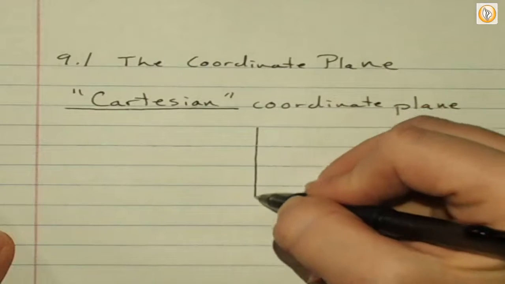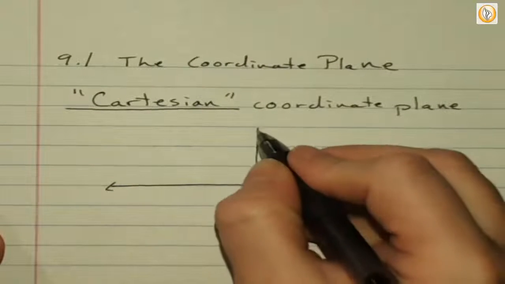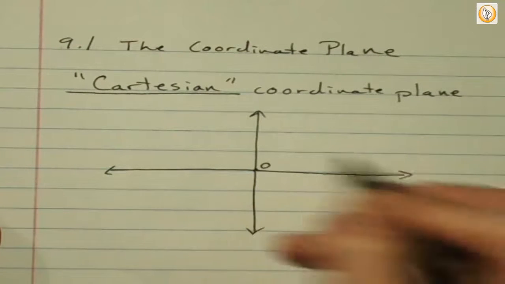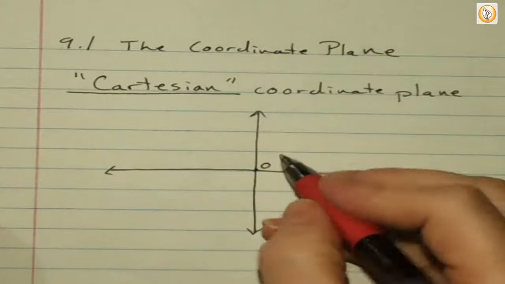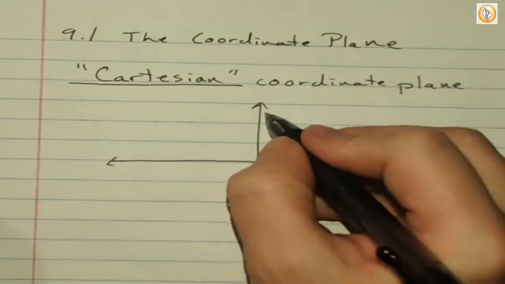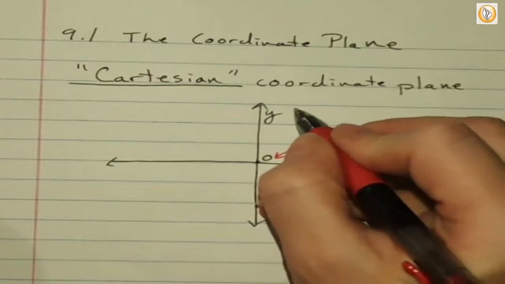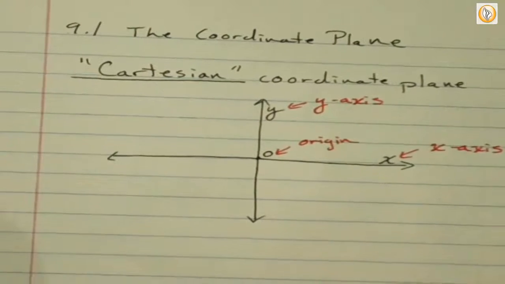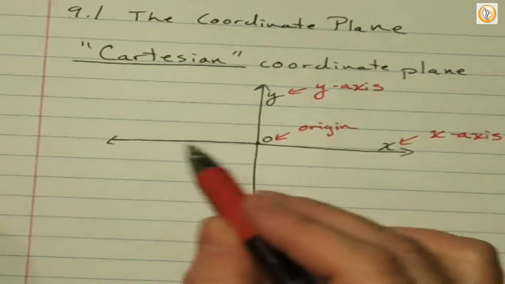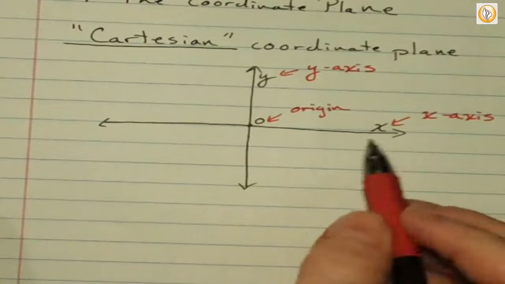Basically, it looks like this. It's two number lines that are put together with right here being 0, and that is called the origin. This is your X and Y. So this is your X-axis, and this is your Y-axis. So it's two number lines put together. And again, each one is a number line.